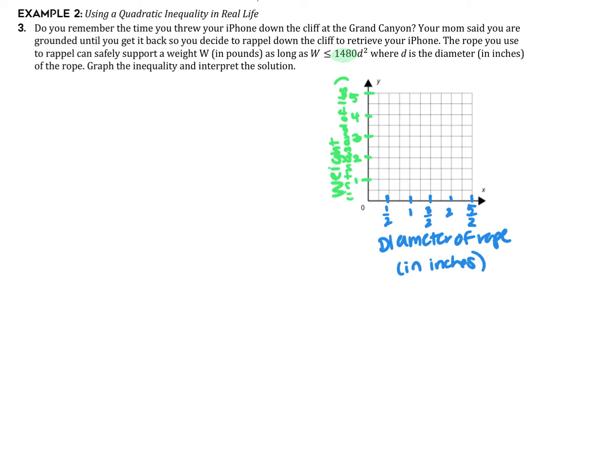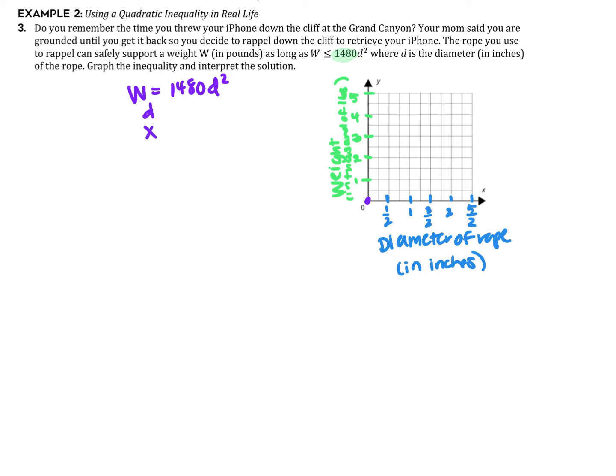In order to find some ordered pairs, we can't really use what we've been using on those past problems. We can identify, obviously, that at the origin, when there is no diameter, there is no weight. So to plot my points, I'm really going to think about this as an equals sign, and then I'll deal with the inequality portion afterwards.